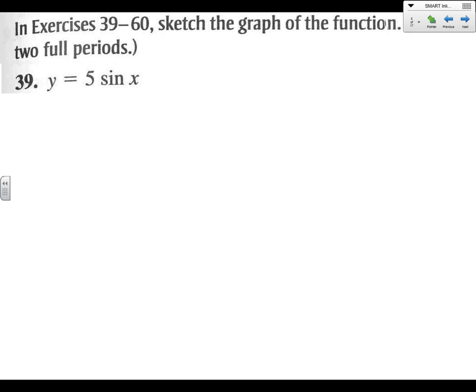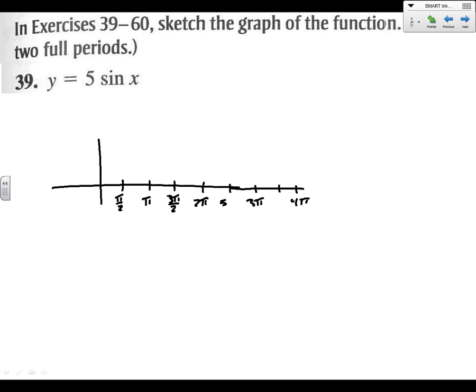And the instructions say graph it for 2 full periods. All right, here's what it should look like. I'm going to do 1 period first. So pi over 2, pi, 3 pi over 2, and 2 pi. And then we'll end up extending this out all the way to 4 pi for the second period. So labeling our axes. First question is, how high is this graph going to get? It's going to get up to 5, and it's going to get down to -5.